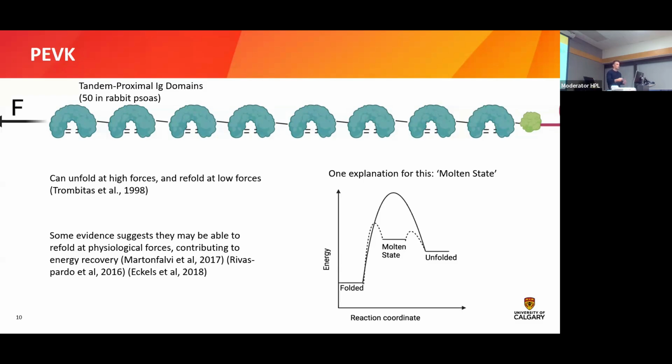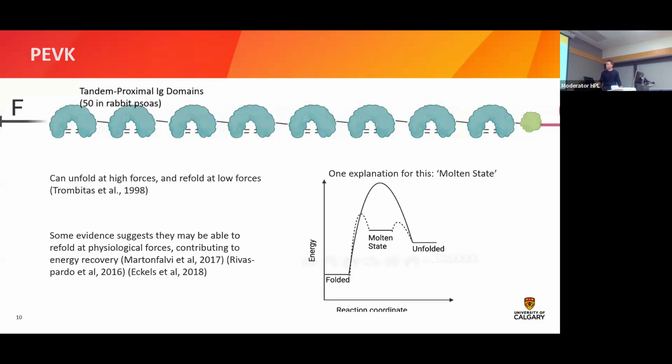It really hasn't been shown that this is actually the case. There's a couple experiments on individual immunoglobulin domains. Like, I think I-91, someone has shown it in a rat psoas that it looks like there's a molten state, but no one's ever really shown that at the level of a myofibril.